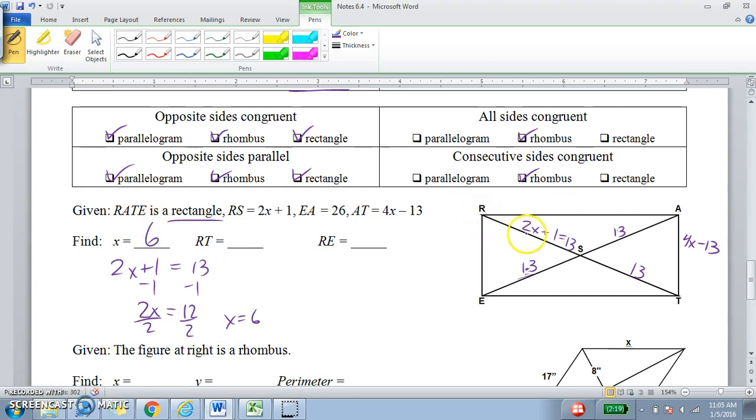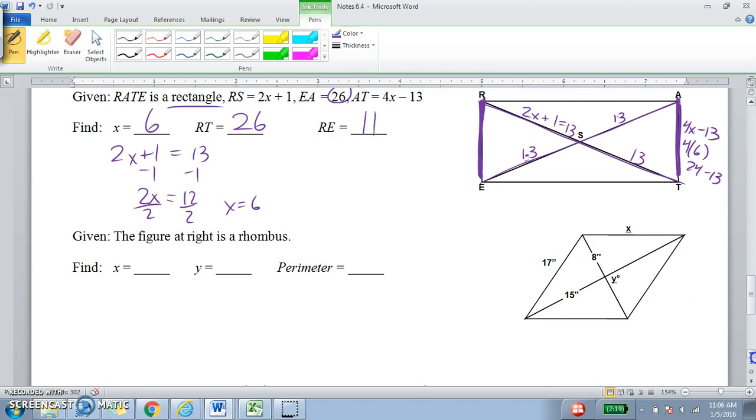Now it's asking me what's the length of RT. Well, RT is going to be the same as EA, since the diagonals are congruent in a rectangle. EA was 26, so RT is also going to be 26. RE, we have to find this side, which is going to be congruent to this side, since it's a rectangle. We've got 4x minus 13 is this side, and we now know that x is 6. So 4 times 6 is 24, minus 13 gives us 11 for that piece.